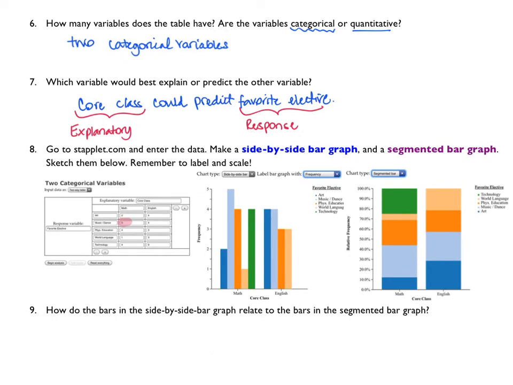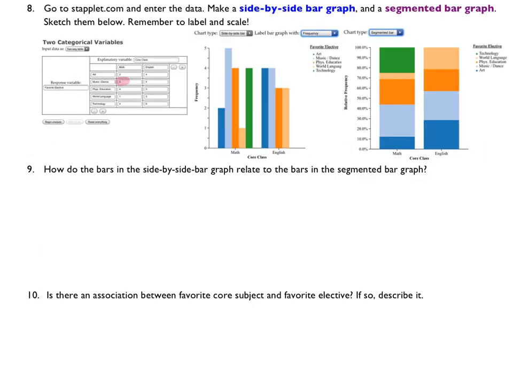We're gonna take a look at number 9, and it says, how do the bars in the side-by-side bar graph relate to the bars in the segmented bar graph? I know it may not be immediately obvious because the side-by-side bar graph, we've got skinny little bars, and on the segmented bar graph, we've got kind of wide bars for math. But basically what we would do to go from one to the other is we would take each individual component and stack them on top of each other.